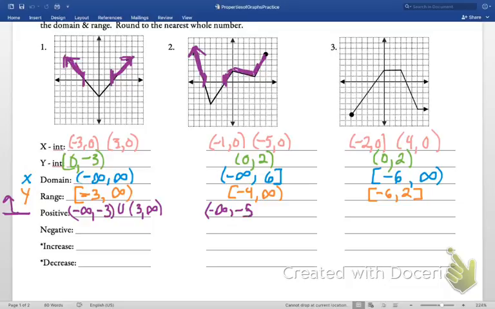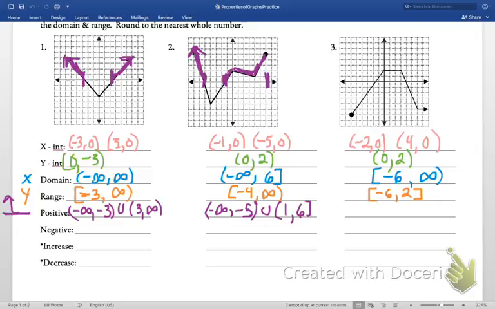And then we said on the right side, now where does it pick up? It picks up about negative 1 and goes, oh, but it stops. It doesn't go to infinity, right? It's got to stop. We stop at 6. Okay? So that's where it is positive or above the x-axis.